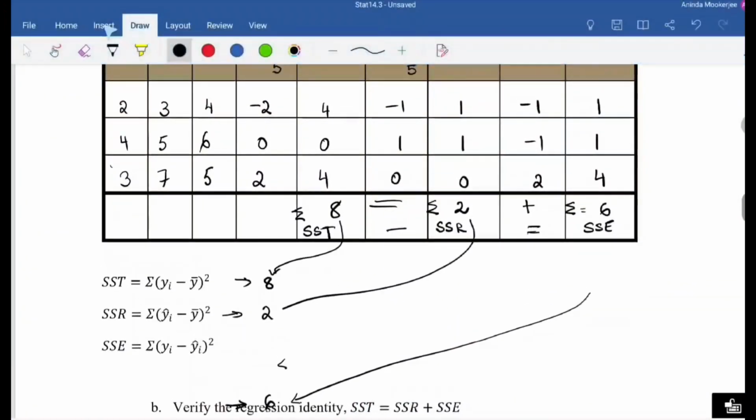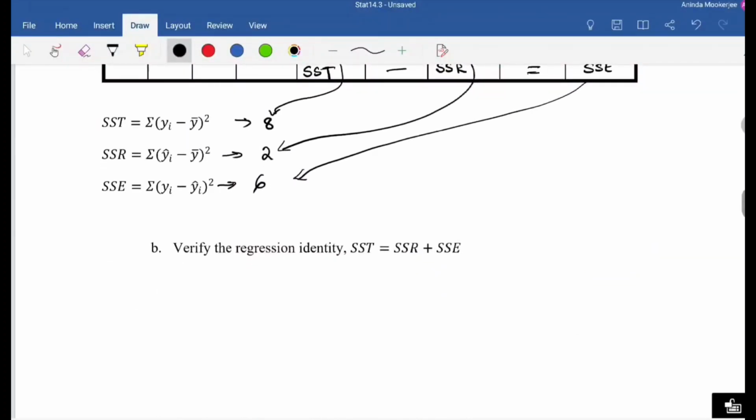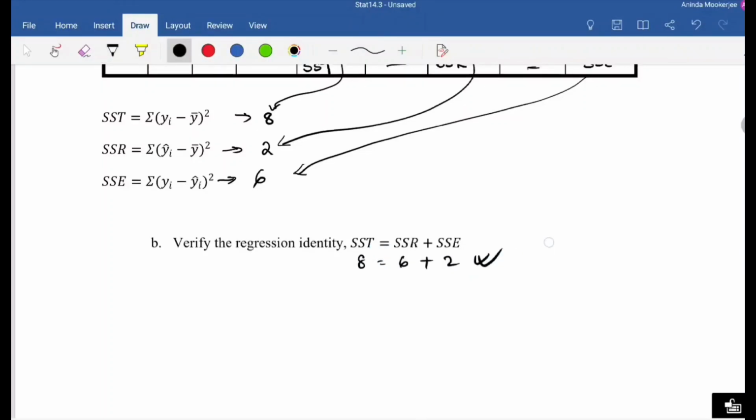Sorry about that. Let me just try to erase this and write again. So SSE, that was a 6. Okay, verify the regression identity. It's 8 equals 6 plus 2, so that's verified.